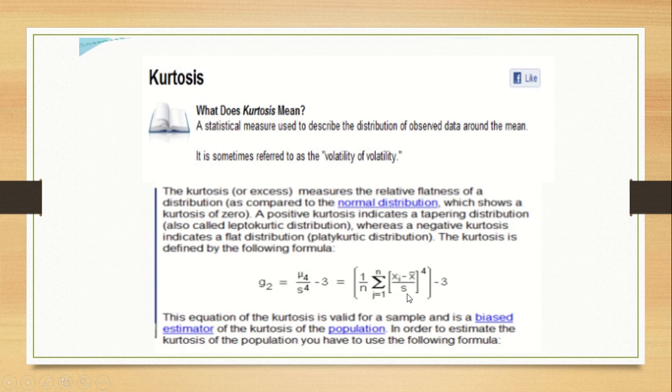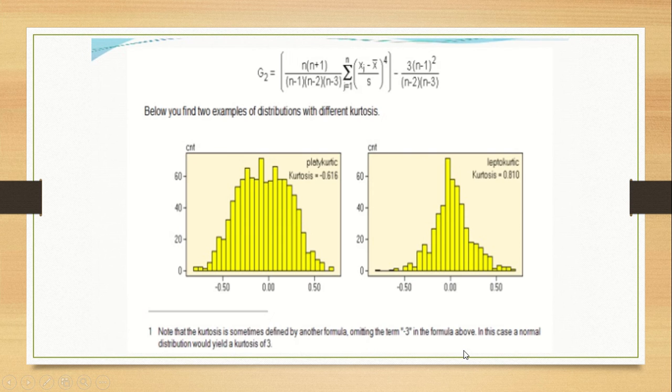So this part here, this ratio, the quantity xi minus x bar divided by s, raised to power 4, and then minus 3, the whole thing here. This equation of the kurtosis is valid for a sample and is a biased estimator of the kurtosis of the population. In order to estimate the kurtosis of the population, you have to use the following formula.